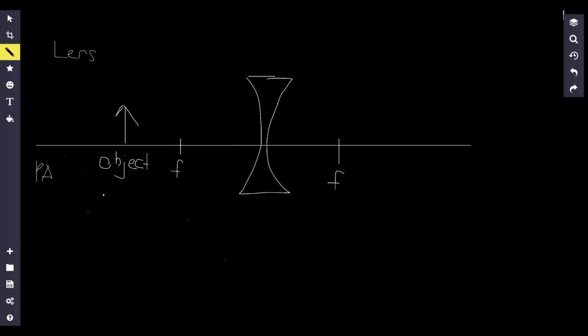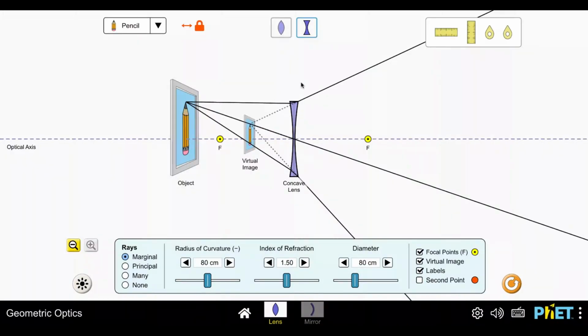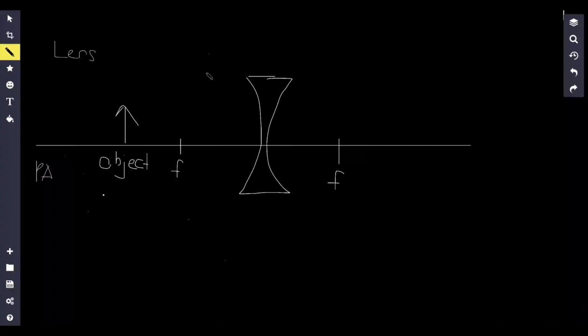Now, for a concave lens, this is going to be a little bit different. And this is actually going to be a little bit different from what the simulation ray diagram shows. This is another way. So for a concave lens, we're going to draw a couple of lines here. Remember, it goes from parallel, but this time for a concave lens, it deflects the light up, because for a concave lens, all the light diverges. They all go in different directions.